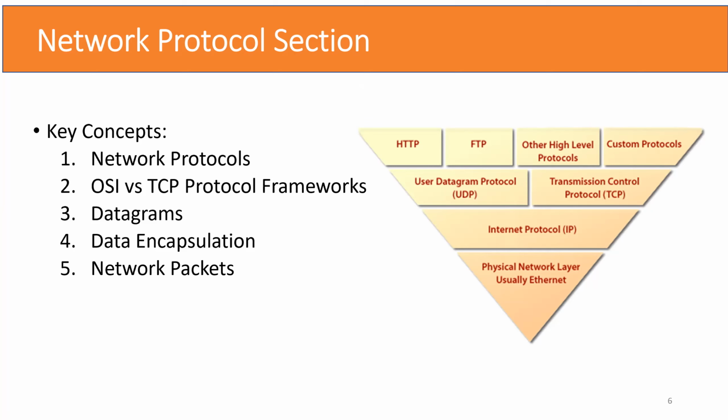We're going to talk about frameworks, OSI and TCP. And we'll see in a minute, OSI has 7 layers, TCP has 4, and the 4 are pretty much represented over on the right. And datagrams are simply units of data. We call them segments, packets, and frames. We'll talk about that quickly. Data encapsulation, and of course, network packets. That's again, the unit of data passing through the network from source to destination.